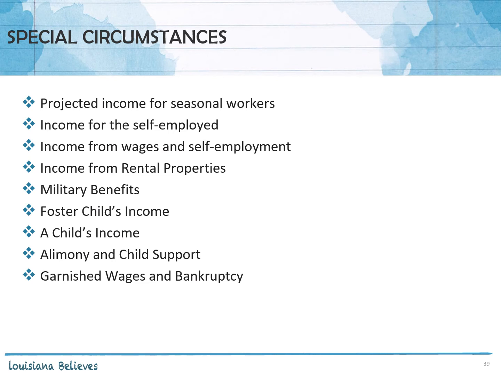USDA has identified several special situations LEAs may encounter when determining children's eligibility for free and reduced price meals. Please contact the state agency for guidance when determining eligibility in special situations, or refer to the Eligibility Manual for school meals in situations such as projected income for seasonal workers, income for the self-employed, income from wages and self-employment, income from rental properties, military benefits, foster child's income, a child's income, alimony and child support, or garnished wages and bankruptcy.